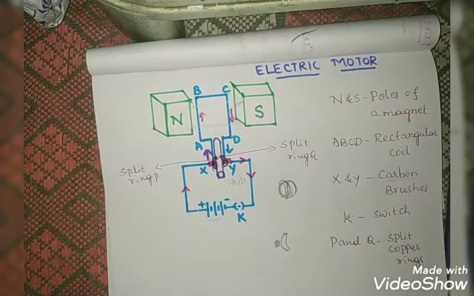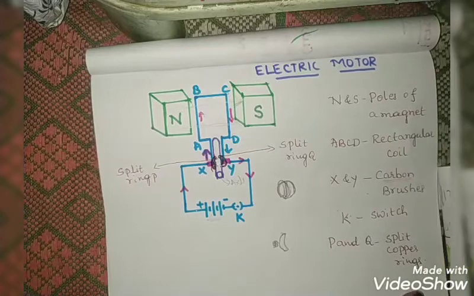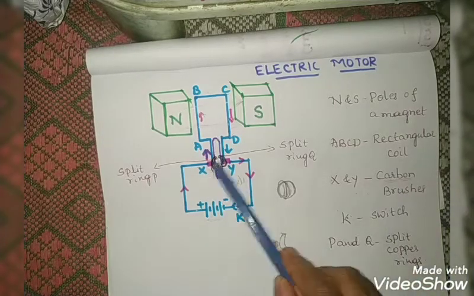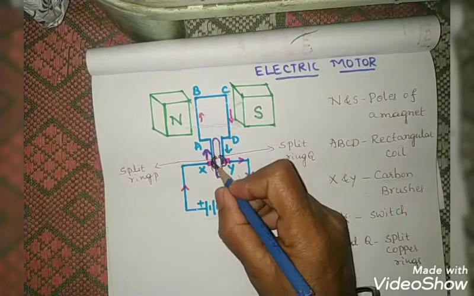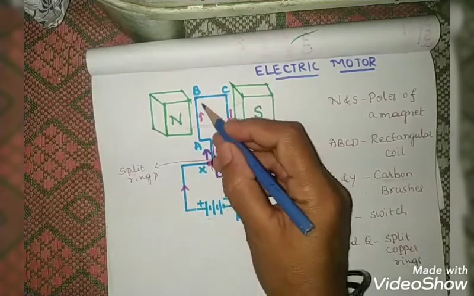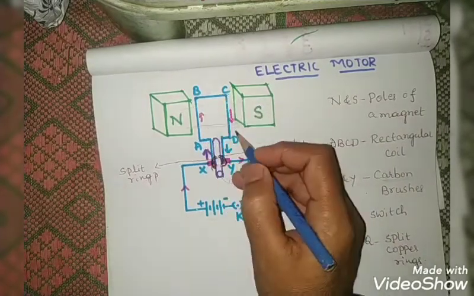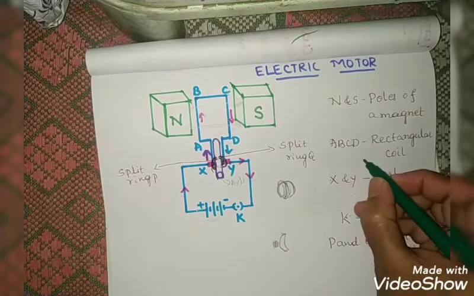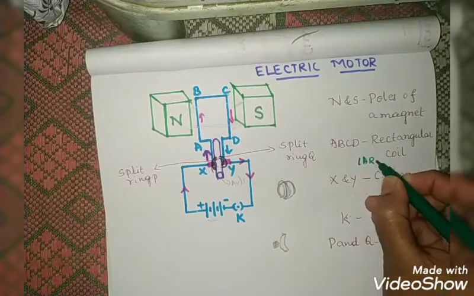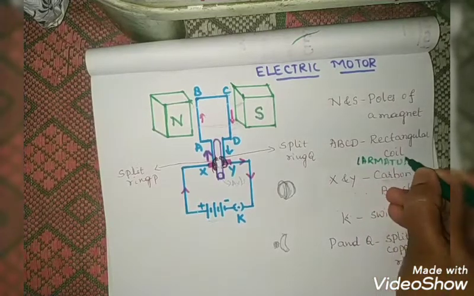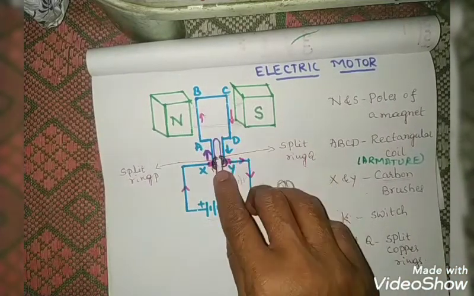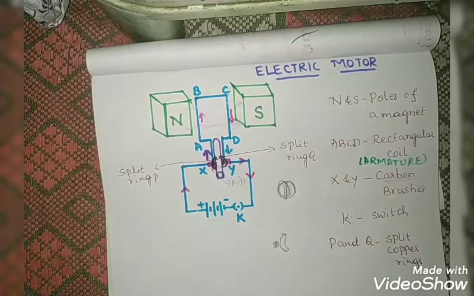At half rotation, one half rotation is over now. What happened now? Q makes contact here. What happened, children, now? Only this axle and the split rings rotated along with this. This is known as armature, children. Remember, ABCD is also known as armature. ABCD armature along with the split rings and axle.